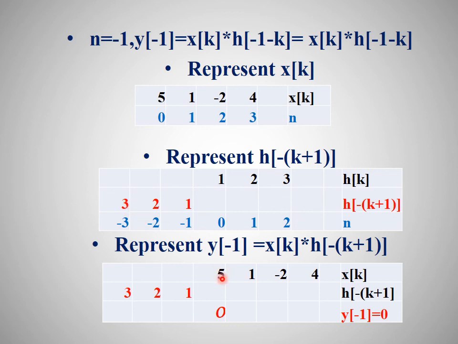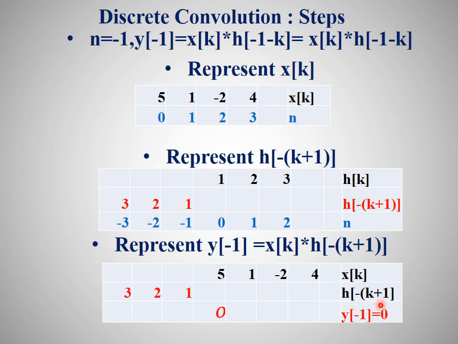So our answer is going to be 5, 1, -2 and 4 at n equal to 0, 1, 2 and 3. At -1 it is 1, at -2 it is 2, and at -3 it is 3. Hence our net result is 0, which means that at any value beyond n equal to 0 in this direction, the value of the convolution is going to be 0. Hence we have got that y of -1 is 0, as can be seen in this particular case.